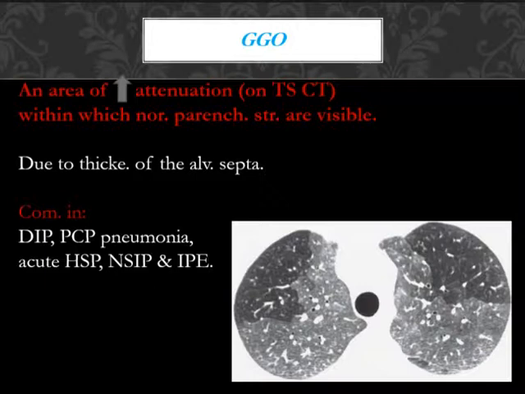An important sign is ground glass opacity. Ground glass opacity is an increase in the attenuation of the lung, but within which we can see the normal parenchyma, we can see the blood vessels inside it. They are due to thickening of the alveolar septa, which is normally not seen. And even after pathology, we cannot see the alveolar septa. This is a pathological term. They are common in desquamative interstitial pneumonitis, PCP, pneumocystis pneumonia infection, acute hypersensitivity pneumonitis, and other conditions.